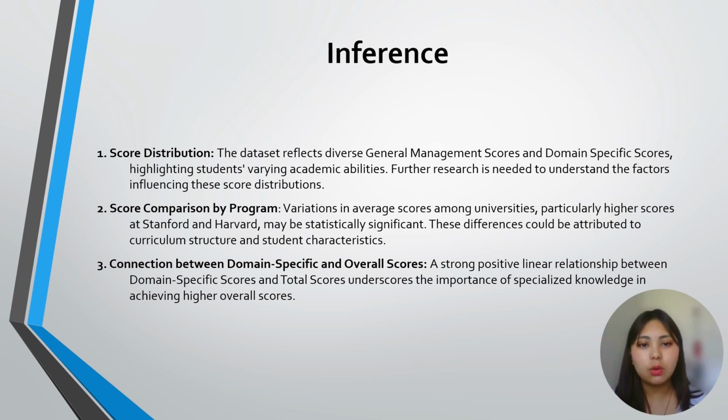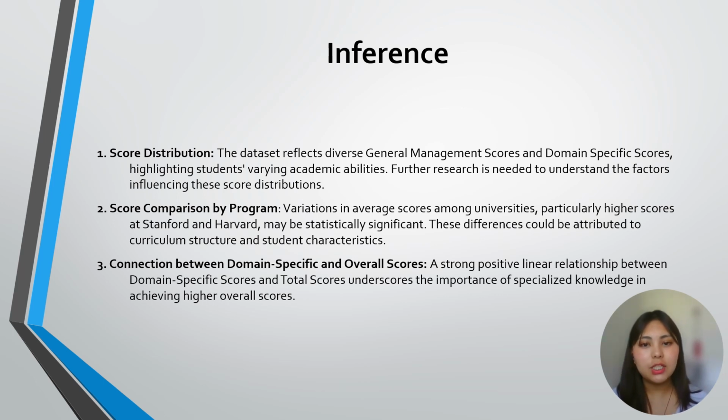Number two, score comparison by program. Moving on, when we compare the average scores among different universities, we notice something intriguing. Universities like Stanford and Harvard seem to have higher scores on average. Now, these differences might not just be coincidental. We might be looking at statistically significant variations. And why is this important? Well, it could be linked to how the curriculum is structured, or the unique characteristics of their students.